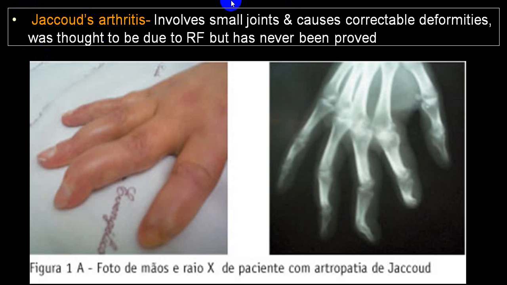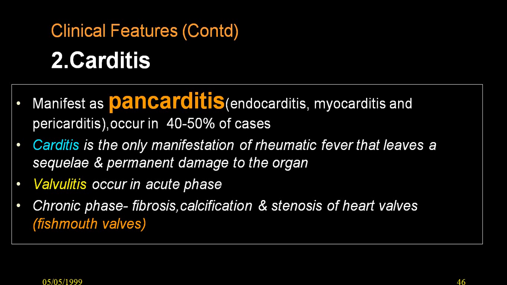There is also one variety which you can see, involvement of small joints, very rare, with correctable deformities, that is called Jaccoud's arthritis, very rare in rheumatic fever, not common. Second common major criterion is carditis. When you get involvement of all three layers, it is called pancarditis. By and large, in pericarditis, it may produce a dry pericarditis with or without effusion, which will resolve within 2 to 3 weeks.